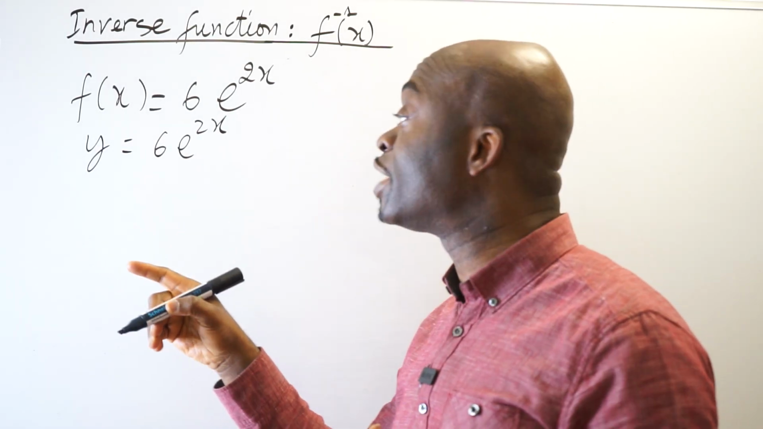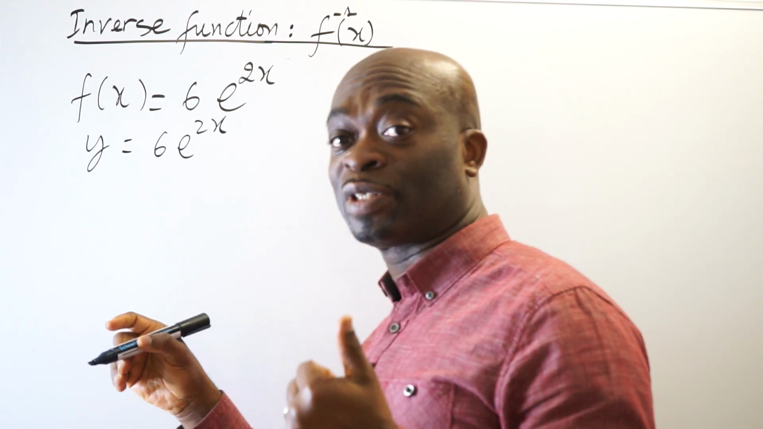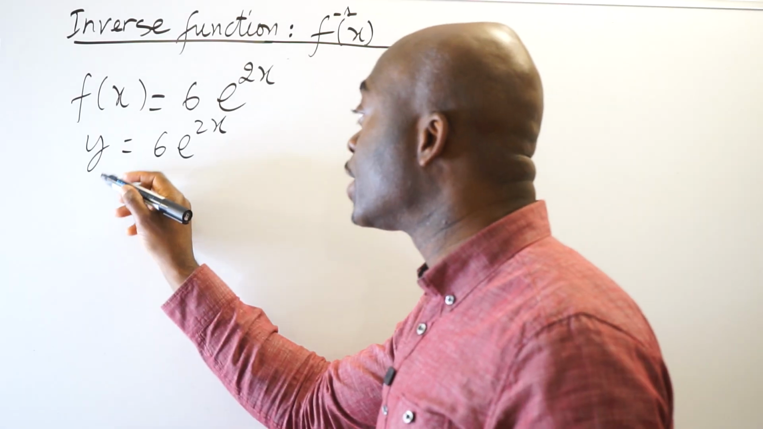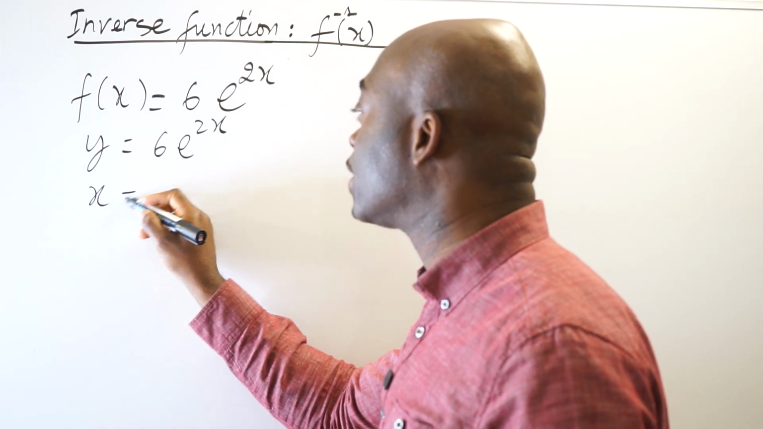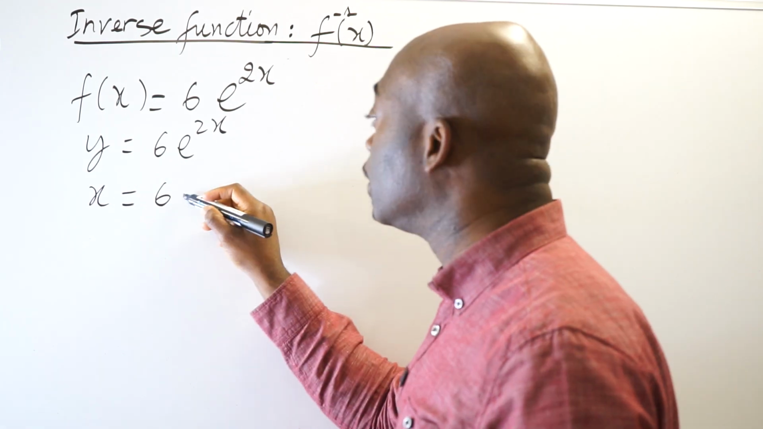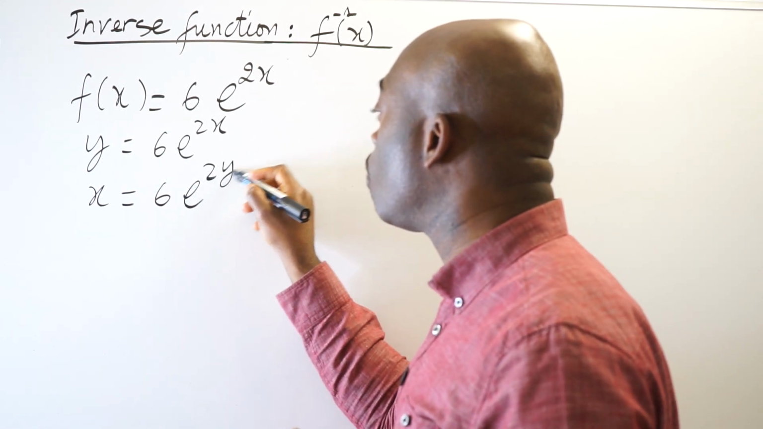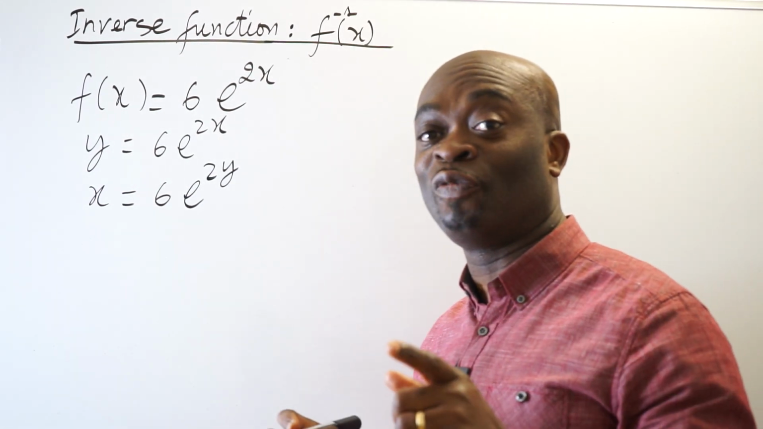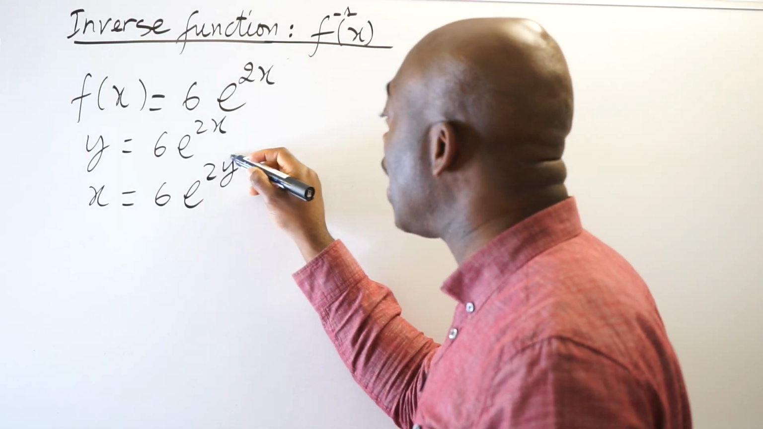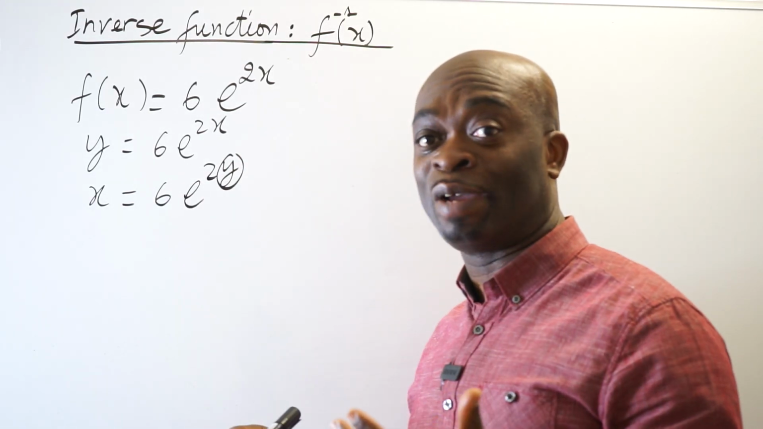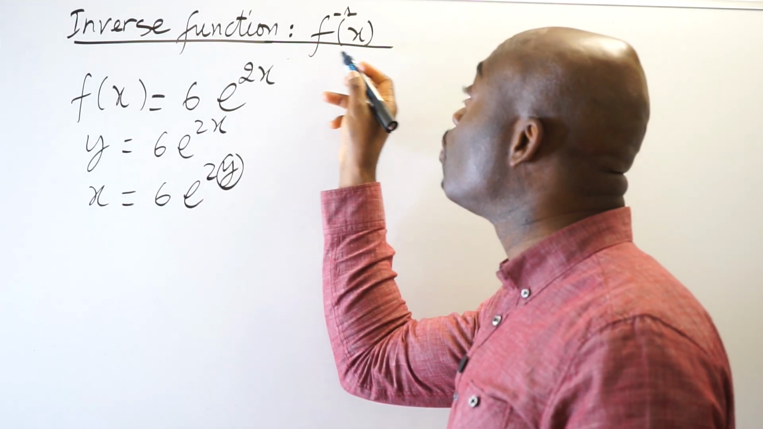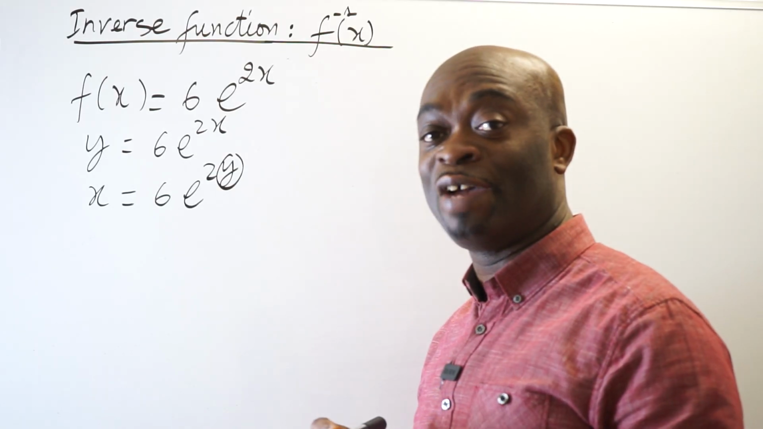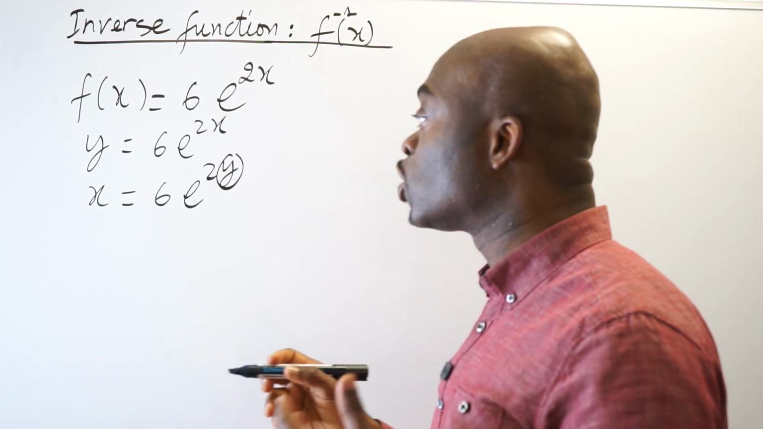Okay, so we're going to interchange x and y. That means x becomes y and y becomes x. So instead of having y here, we have x equals 6 e to the 2y. All right, and don't forget, what are we solving for? y. So once we solve for y, that would be the inverse function f inverse of x. Okay, so let's go for it.